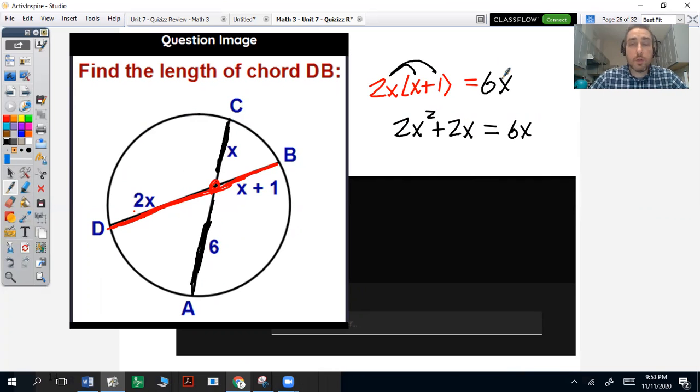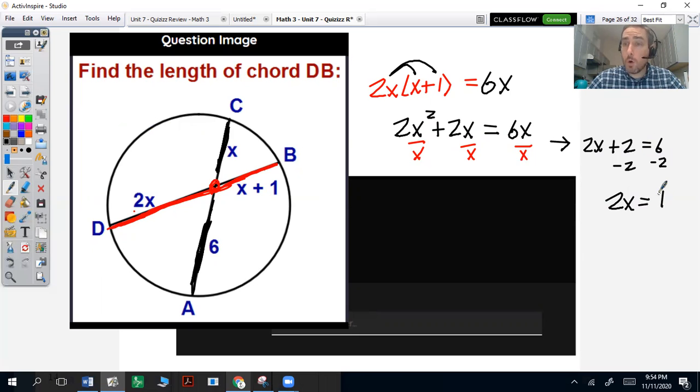Now we don't have to deal with quadratics. Every term here has an x. We can divide that x out, okay? Make your life easy. Divide everything by x. That way you can say 2x plus 2 equals 6. See what I'm saying? 2x plus 2 equals 6. Much easier to work with because then you can say minus 2. 2x equals 4. And then divide by 2. 4 divided by 2 is 2.